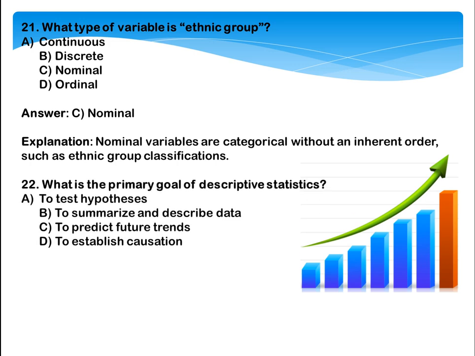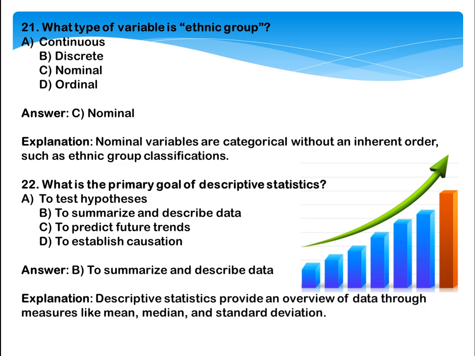22. What is the primary goal of descriptive statistics? A. To test hypotheses. B. To summarize and describe data. C. To predict future trends. D. To establish causation. Answer: B. To summarize and describe data. Explanation: Descriptive statistics provide an overview of data through measures like mean, median, and standard deviation.